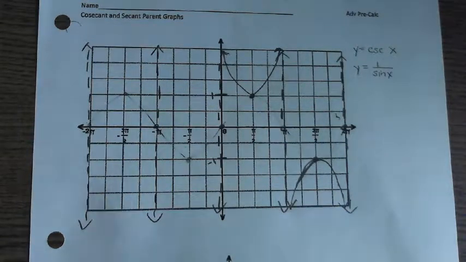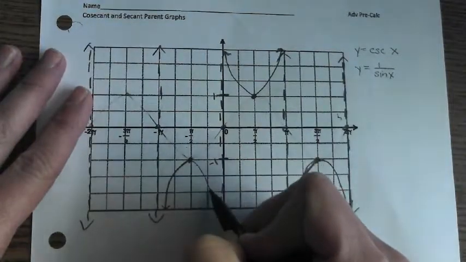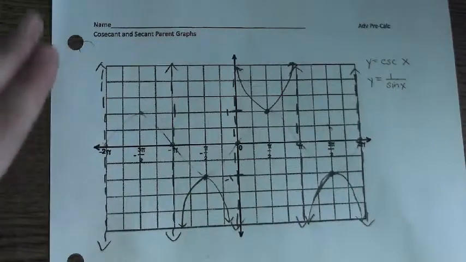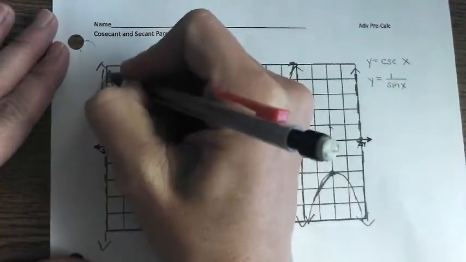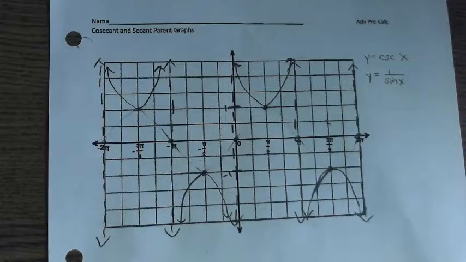And then this is just going to repeat. So off of every minimum, you're going to have this reflected parabola look. And off of every maximum, same thing. So that is your graph of the cosecant parent graph.